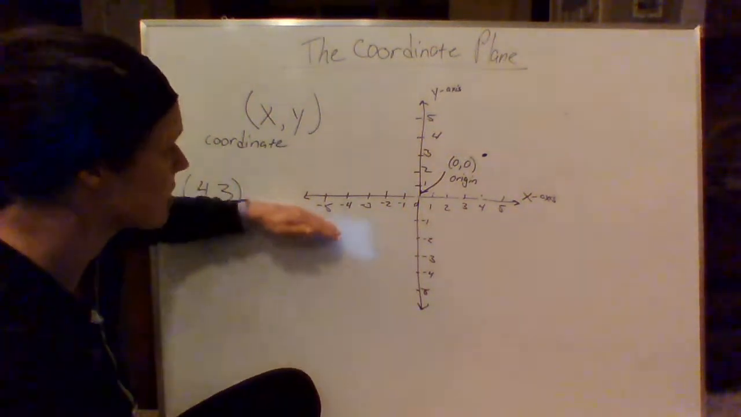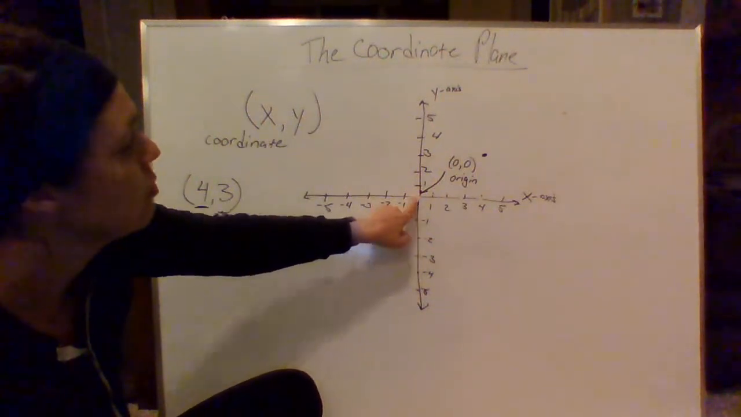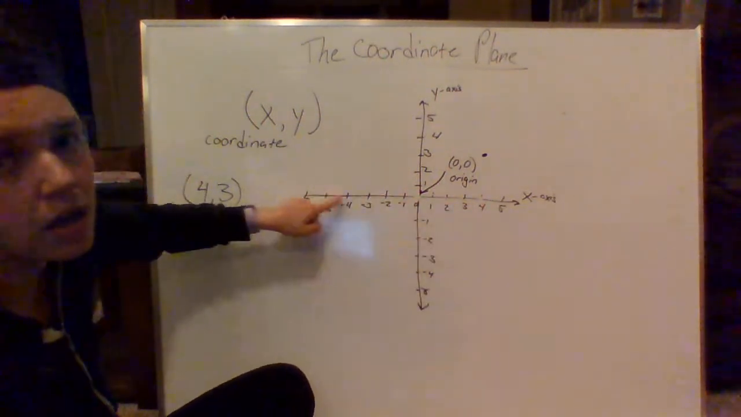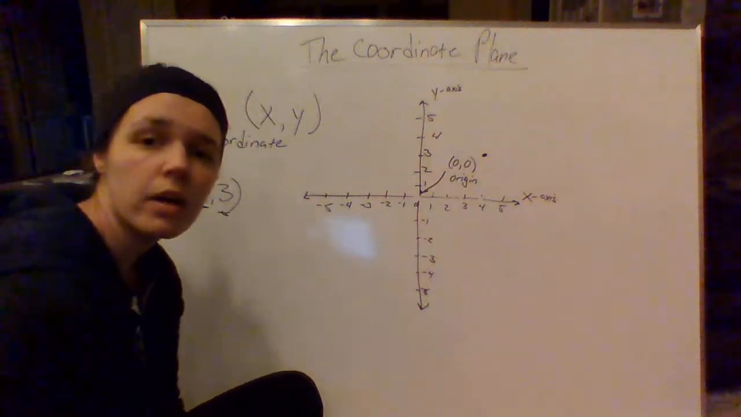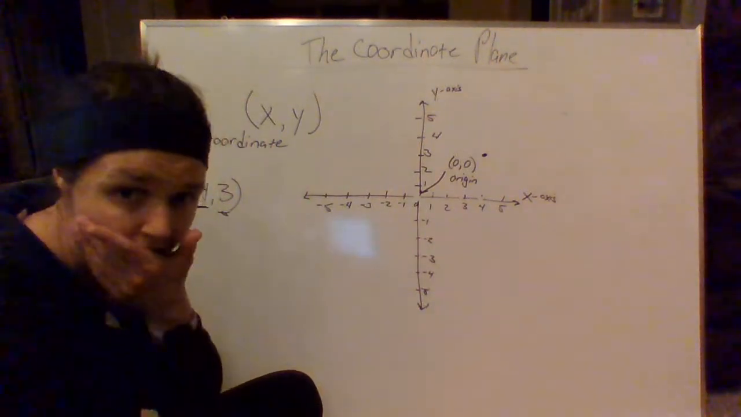So again, you have the x-axis, the y-axis. The origin is where you start, right in the middle. Then you move left to right, then up and down. And we'll talk about graphing more. I'm just kind of giving you the specifics. So that's a coordinate. Okay.